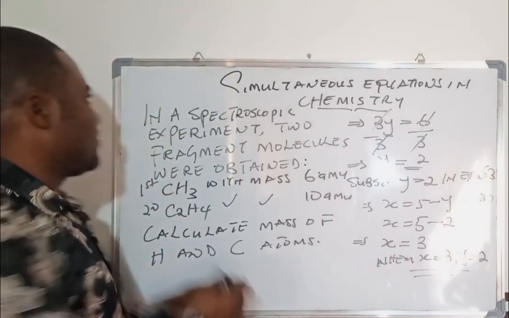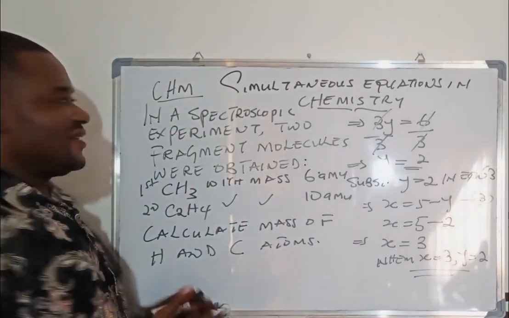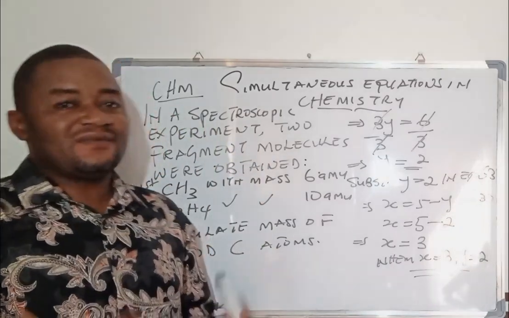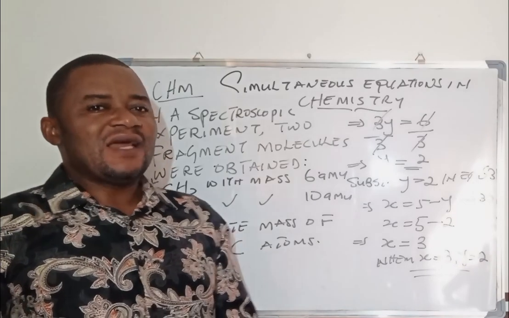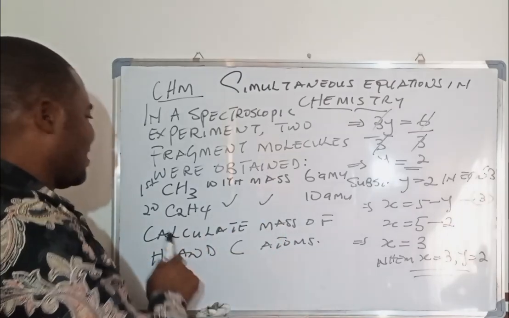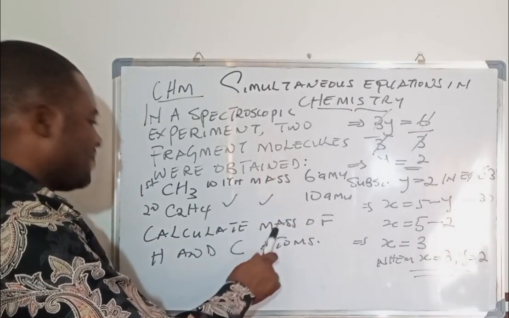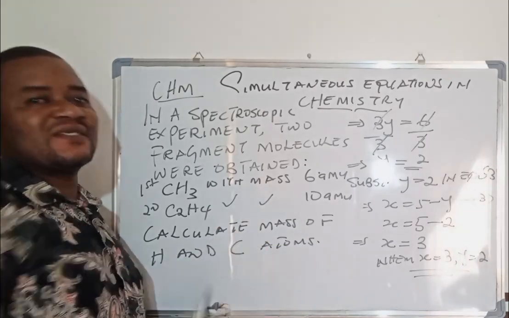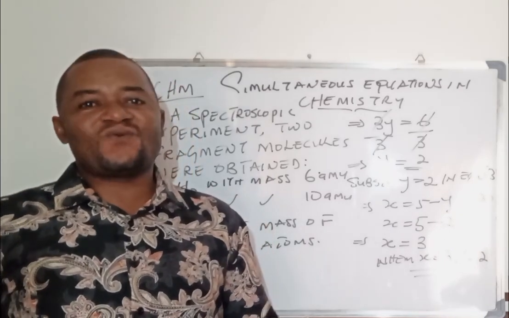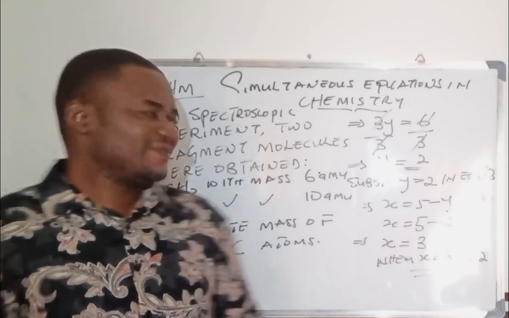See, this is a chemistry question. In a spectroscopic experiment, there were 2 fragment molecules that were obtained, and the empirical formulas are CH3 with a mass of 6 AMU and C2H4 with a mass of 10 AMU. Calculate the mass of hydrogen and carbon atoms. You can only solve this problem amicably using simultaneous equations like we did in mathematics. Now let us apply simultaneous equations and see how this works.